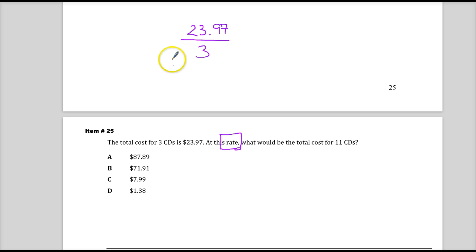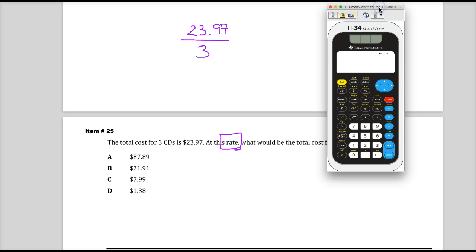Because if you divide 3 by 3, incidentally enough, it'll give you 1. So dividing this number by 3 will give me the rate for one CD. And then I can just see, okay, if that's what 1 costs, what does 11 cost? This is assuming they all cost the same, which in this universe that's been created by this problem, they do. Not tons of people buying tons of CDs anymore, but that's neither here nor there.